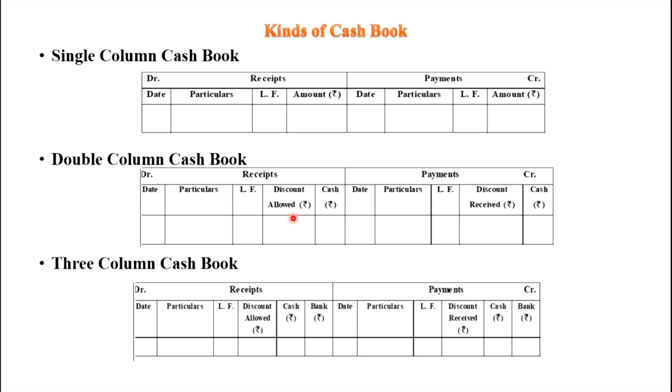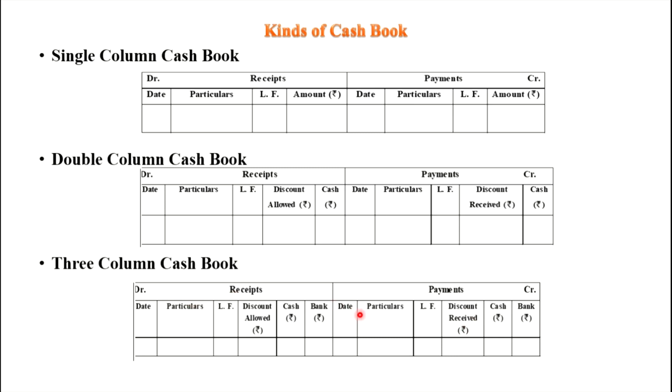Discount allowed is recorded on the debit side, and discount received we record on the credit side of the cash book. Discount columns are totaled and not balanced. Remember, discount columns are totaled but not balanced. This is the double column cash book. The next cash book is the three column cash book. In the three column cash book, there are three columns: discount allowed, cash, and bank on the debit side, as well as discount received, cash, and bank on the credit side.